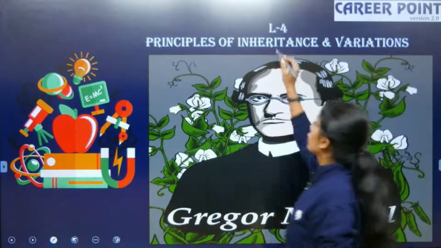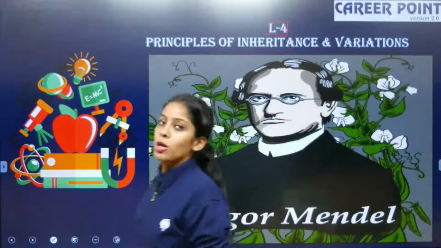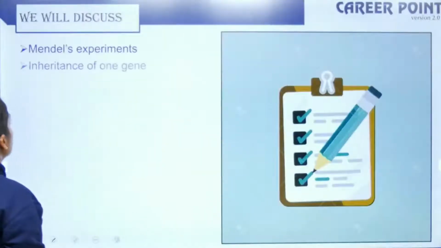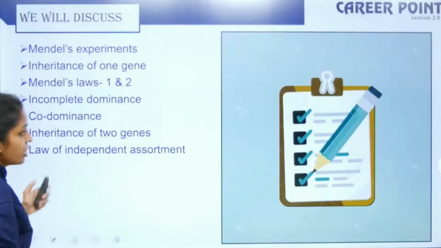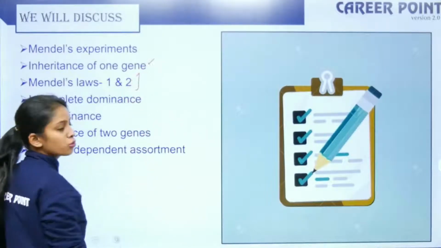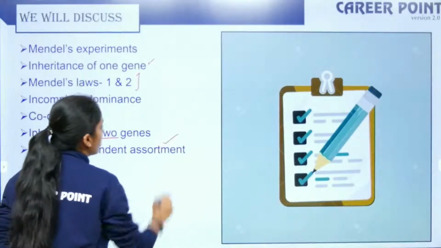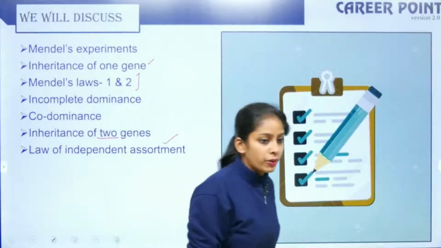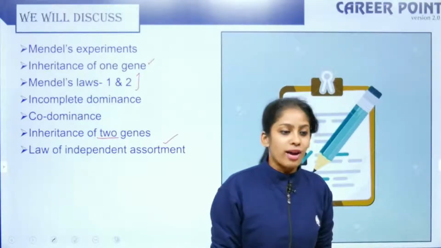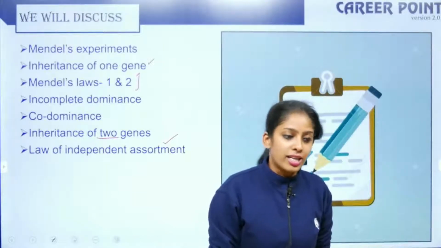Yes, so lecture 4 of principles of inheritance. We have been talking about Mendelian genetics and we have been solving sums based on inheritance of 1 gene and inheritance of 2 genes. Based on inheritance of 1 gene, Mendel proposed two laws, and based on inheritance of 2 genes, he proposed 1 law, that is law of independent assortment. We haven't reached recombination and linkage. Once we solve the questions, we are going to talk about recombination and linkage. That time I will tell you.